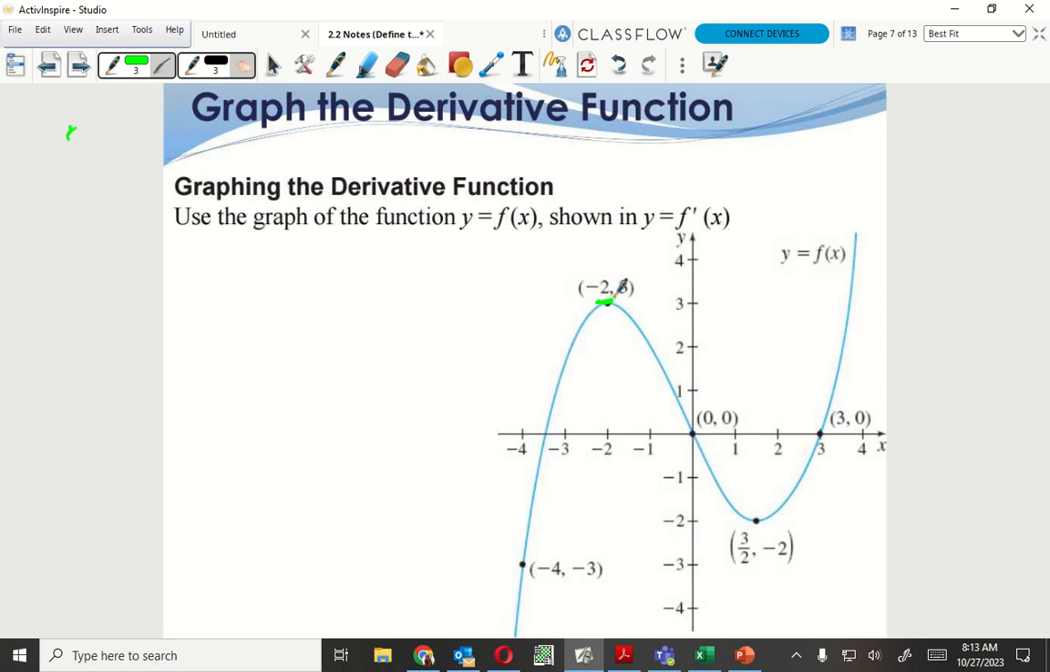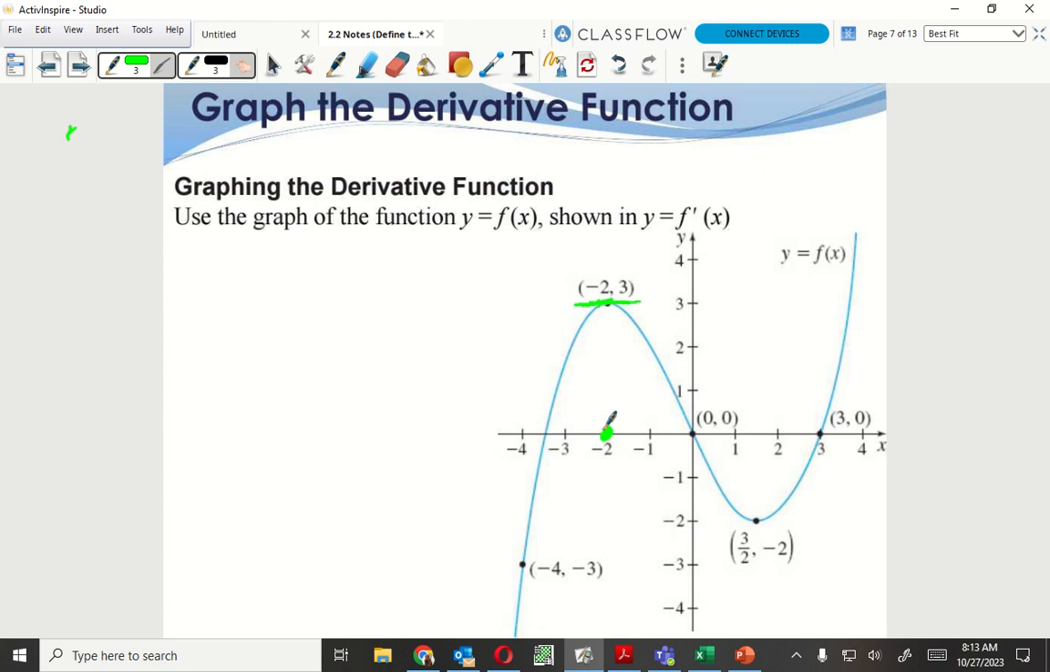So right here, think about it as a roller coaster. Right here, what do you think is going to happen to my roller coaster? The slope goes to 0, right? So on the roller coaster, it gets up to the top, so the slope is 0. So if right here the slope is going to be 0, that means that the graph of the derivative is going to be right here. So at -2, my slope is 0. Yes? Okay, good. So that's good for my local maximum.